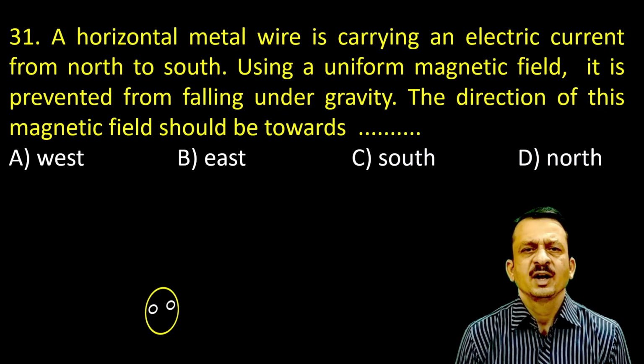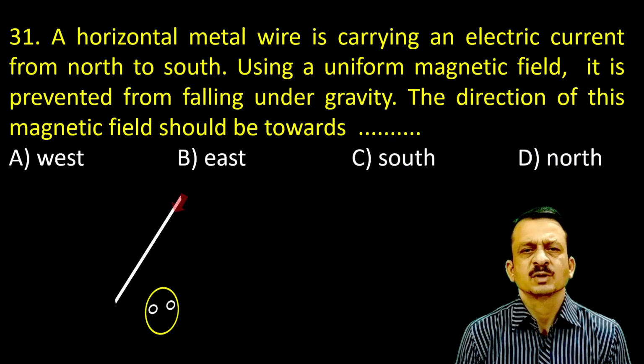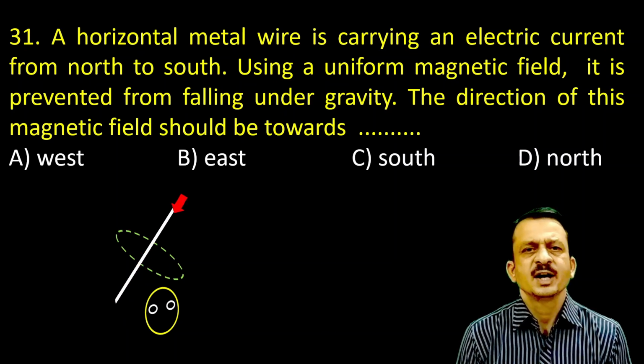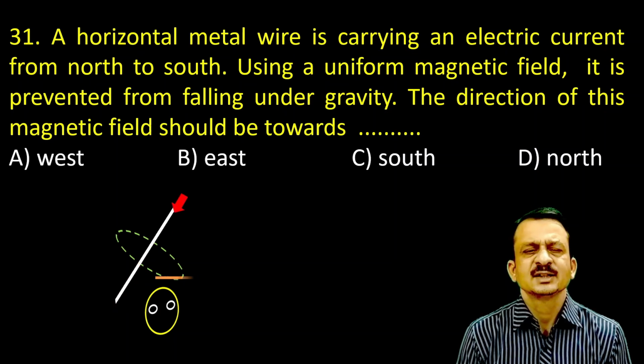We have a person standing below an electric wire which is carrying the current from north to south direction. Now upper part is north and downwards it is south. Obviously there is a magnetic field around it. Now that circular loop gives the direction of the magnetic field. Now it is given by the right hand rule. Therefore in the upper part the magnetic field is towards the west, and in the lower part the magnetic field is towards the east direction as shown by that arrow mark. And hence the answer is B, that is east direction. Magnetic field is east direction.